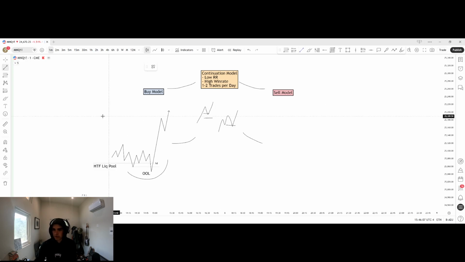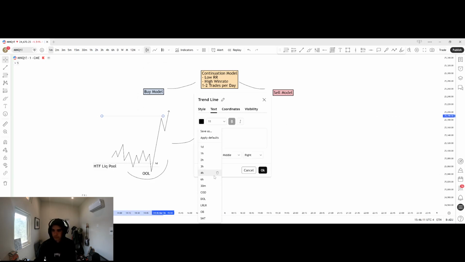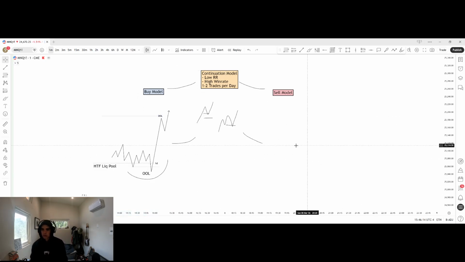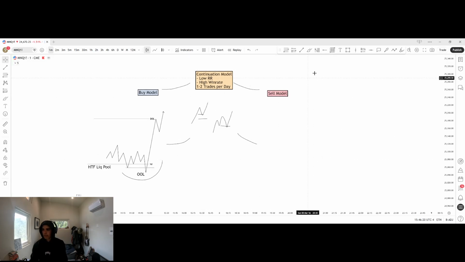Okay, I messed up. This right here is the DOL on the day. Go to the DOL, and that's what I'm going to use as my target. And I can either let my profits run in that direction, or just take whatever my target is.